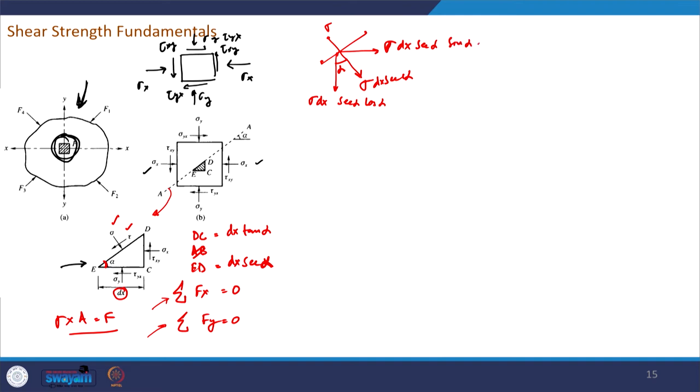sin alpha. All right. Similarly, if you see on this particular plane again the orientation of the shear stress, this is tau here, but the force component will be tau into the cross sectional area, again dx sec alpha. And if I want to see the horizontal and vertical components, this is equal to alpha here, so this is tau dx sec alpha cos alpha, and this is tau dx sec alpha sin alpha. So I hope this is very clear to you now.